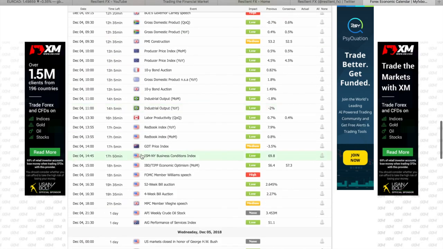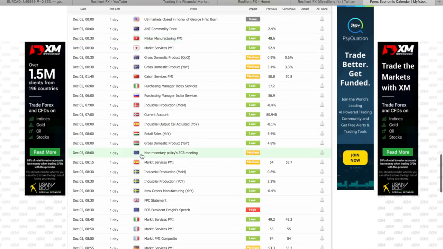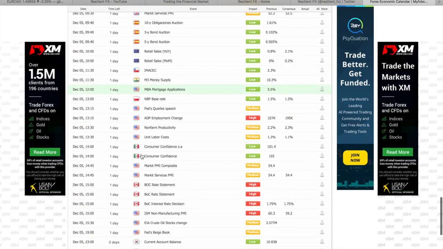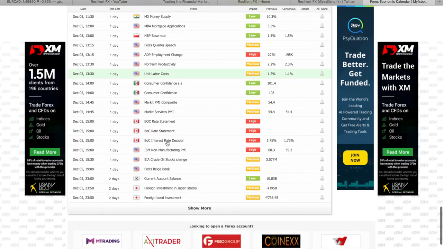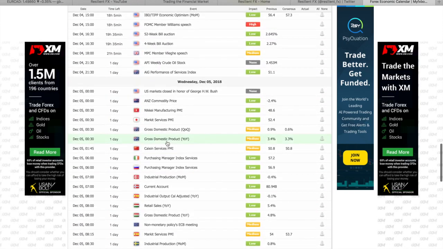But this is mainly surrounding the pound and the US dollar. They're the two main currencies that get affected by news, and they have major volatility in both pairs.